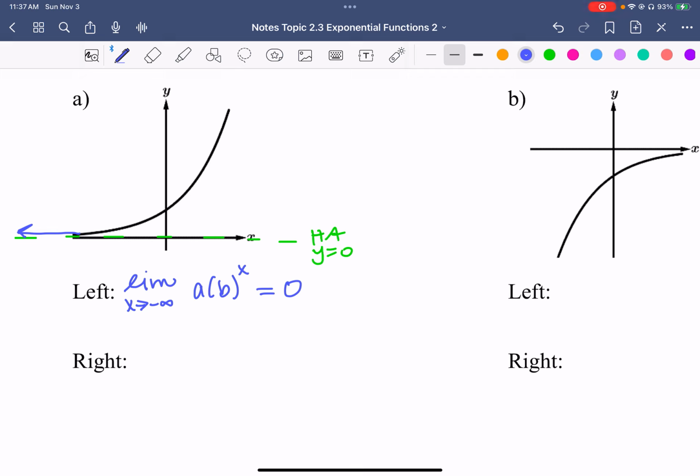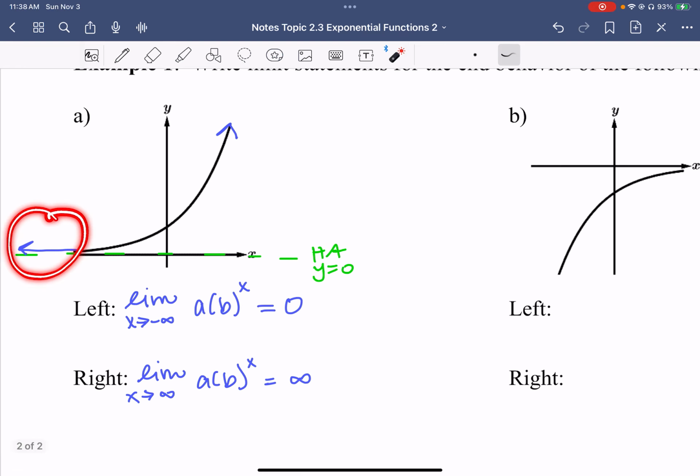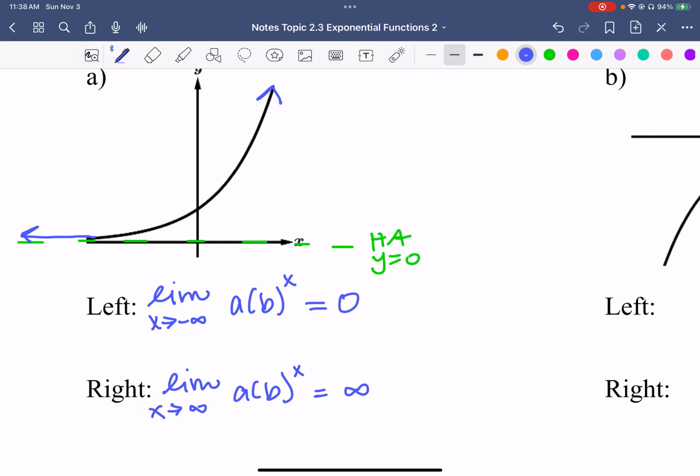Okay, now on the right side, I see that this graph is pointing up. So I'm going to say the limit as x approaches positive infinity, a times b to the power of x is going up to positive infinity. Okay, so again, on the left, we go to 0, and on the right, we're going up to infinity. Now, if you forgot where these come from, remember that on the x-axis, all the way to the left, you have negative infinity, and all the way to the right, you have positive infinity.